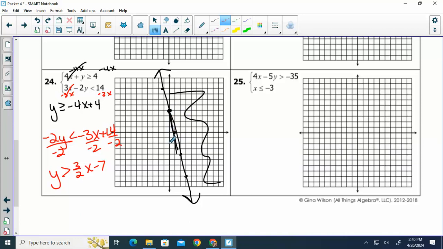Start at negative 7. Up 3 over 2. Solid or dashed? Dashed, because it doesn't have an equal to. Okay, greater than is above, but if you're not sure, look at Desmos.